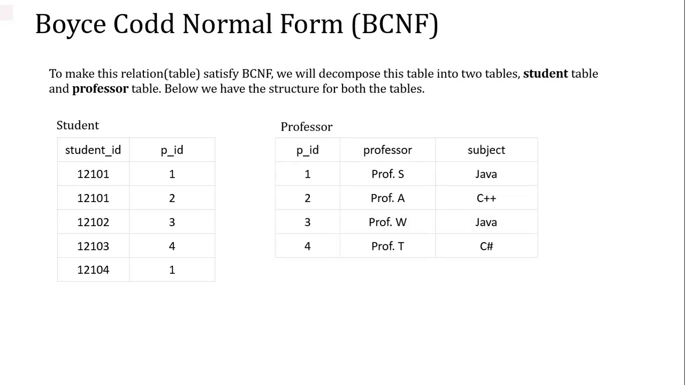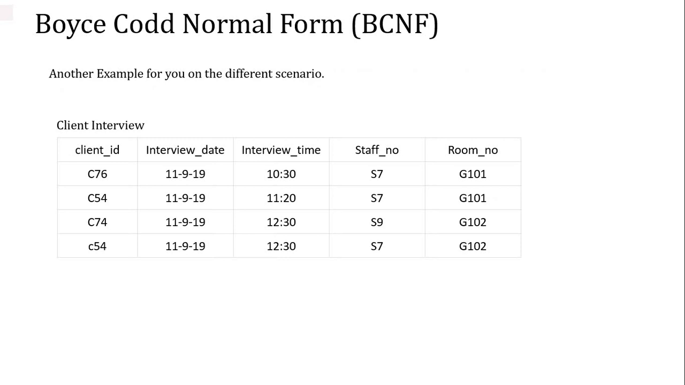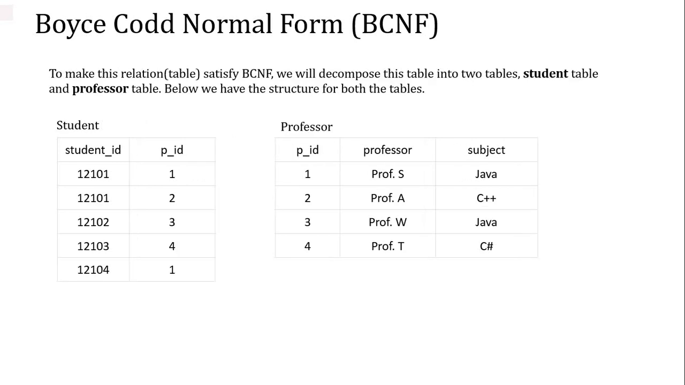In the professor table there are four professors, 1, 2, 3 and 4. So each professor has some ID and is taking some courses. That comes from the professor table, and in the student table we are just passing the ID of the professor. So in the student table the student ID is the primary key and PID is the non-key attribute, and as the student ID is the primary key, it is already in the highest level.